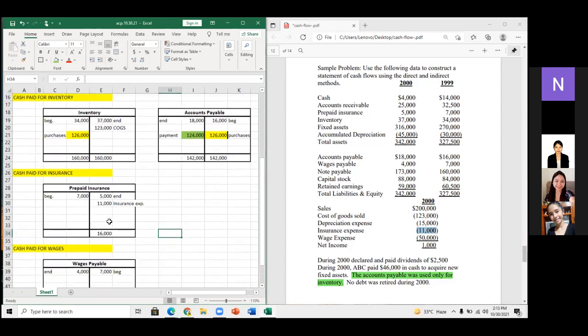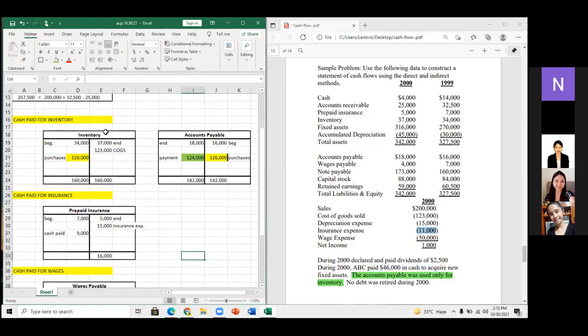insurance. So, yun nga, 16. Itong 16 na na-compute natin, i-less natin yung beginning. Kaya may 9,000 tayong makuha. Itong 9,000, ito din yung naging payment, cash paid natin for insurance. Ayan, ganyan siya. So, syempre magiging total din ito 16,000 balance siya.